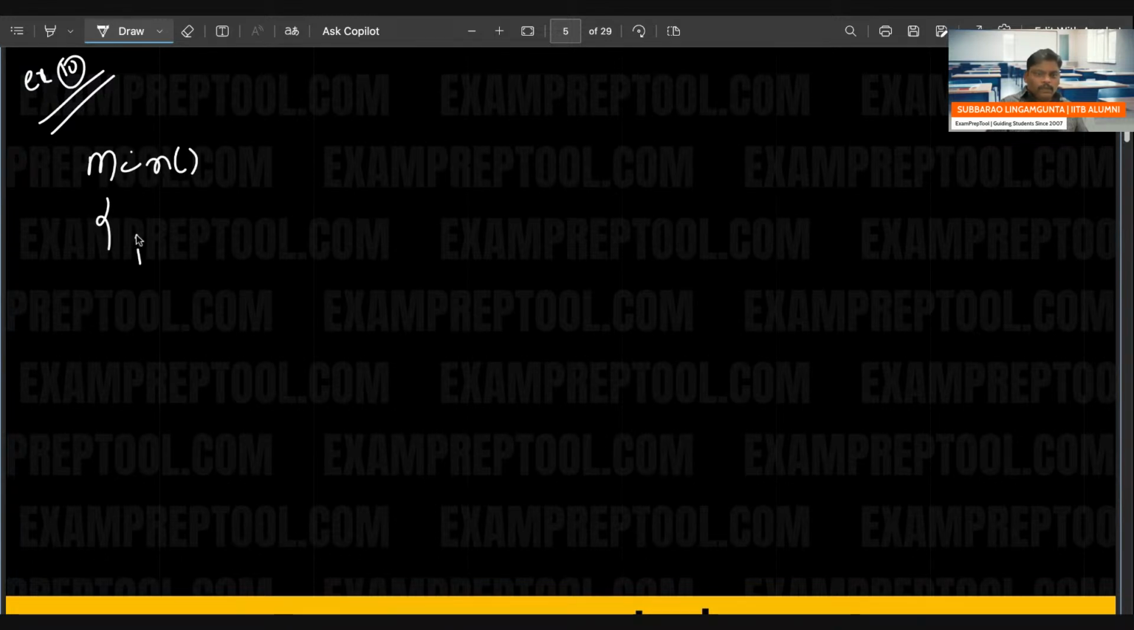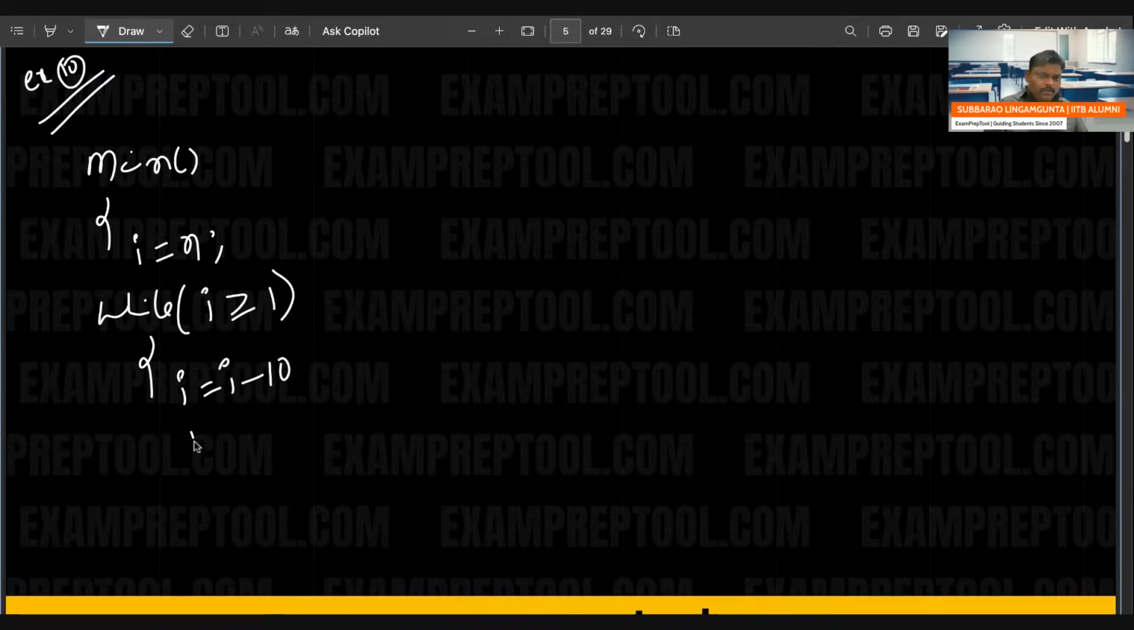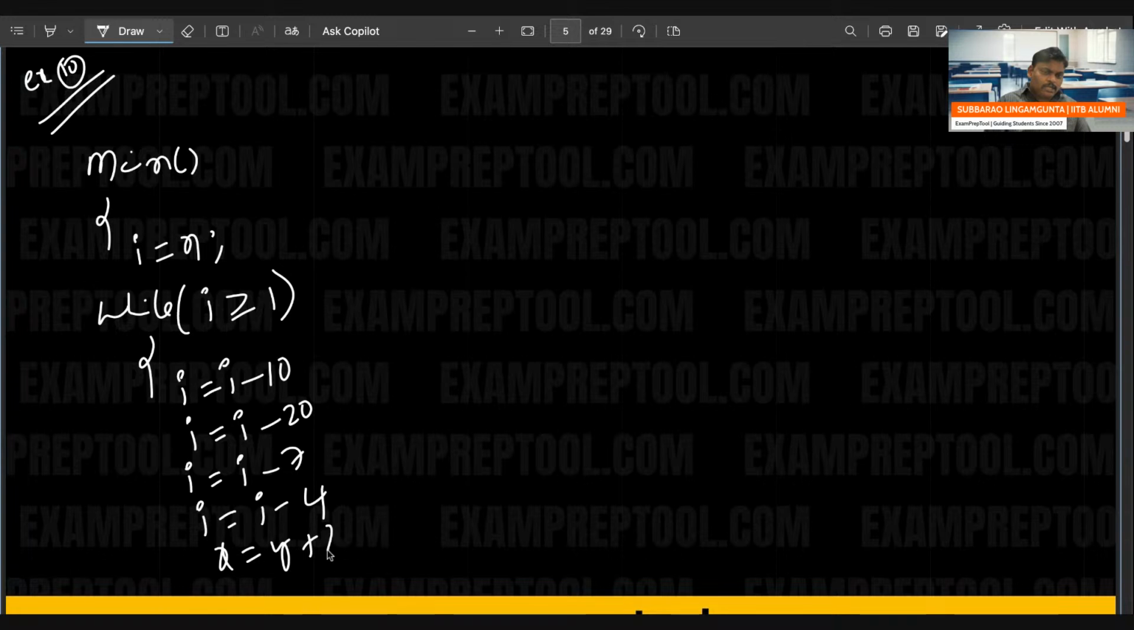I is equal to n. Be careful now. While, you started from big number, I greater than or equal to 1. Inside, I is equal to I minus 10. I is equal to I minus 20. I is equal to I minus 7. I is equal to I minus 4. X is equal to Y plus Z. End of the while. End of the program.